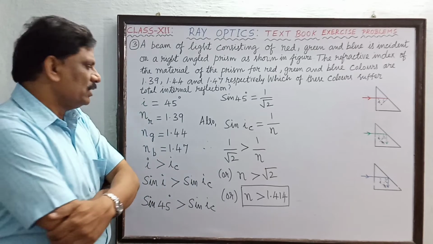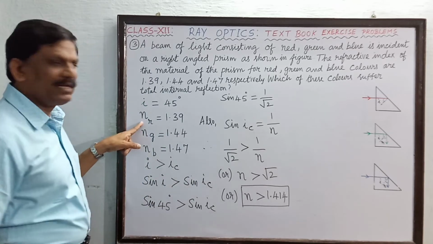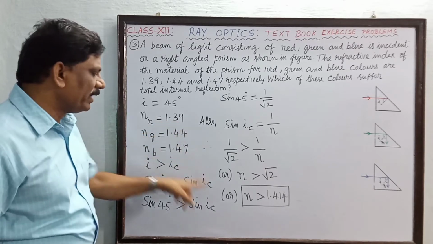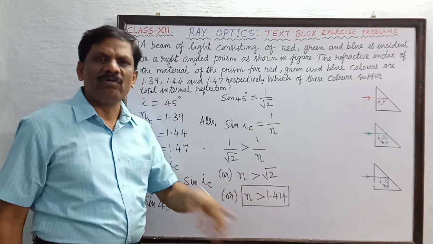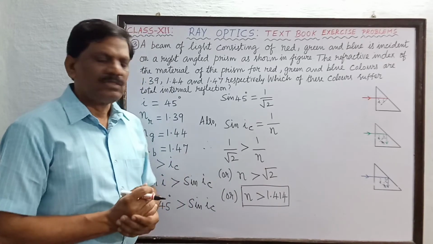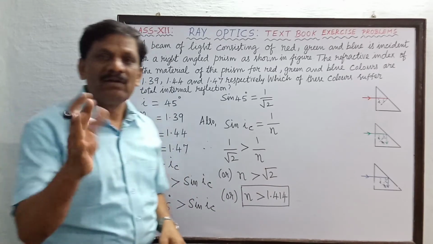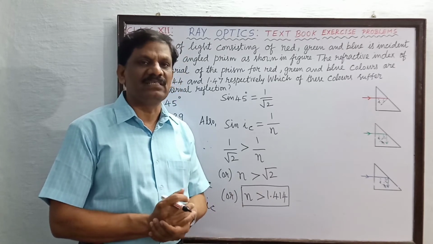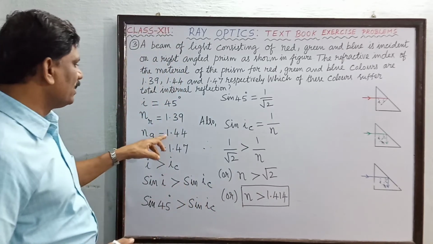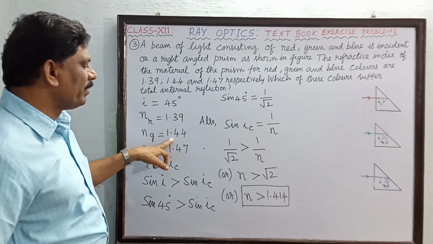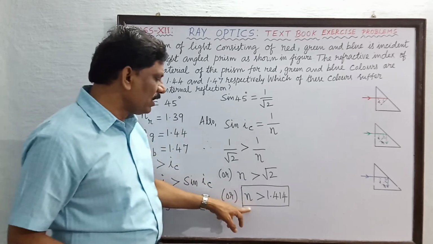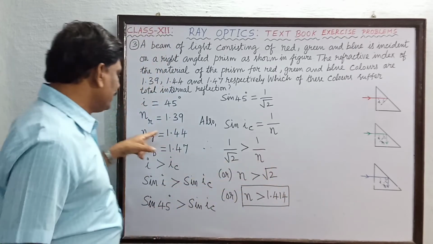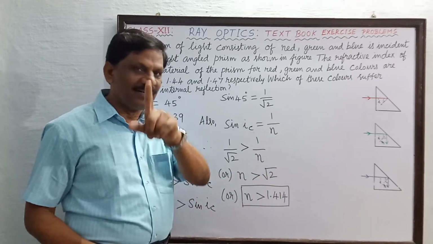Now you see here, for red color, what is the value of refractive index? 1.39. Is 1.39 greater than 1.414? No. So the red color will not satisfy this condition, therefore it will not undergo total internal reflection. Then you see here, for green color it is 1.44. 1.44 is greater than 1.414. Therefore green color will suffer total internal reflection.